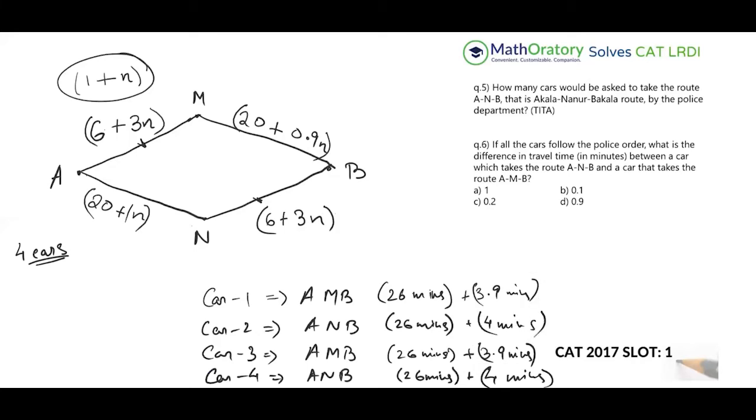So this is the first structure. So for 5 and 6, now we can answer. 5 is asking for how many cars would be. So either route is 2 cars. So this is also 2 cars.